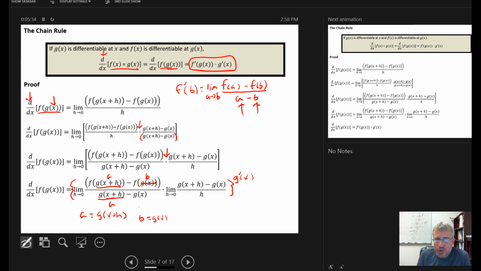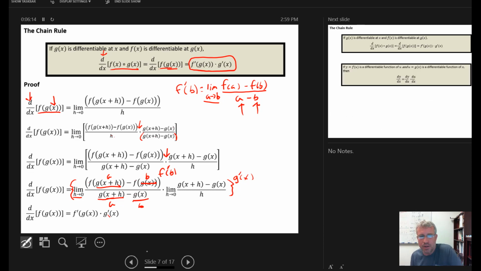Got to go careful. So what I want to think about is, what happens if you take the limit as h goes to 0? If you take the limit as h goes to 0, g of x plus h becomes g of x plus 0. G of x plus h just becomes g of x. So if b is equal to g of x and a is approaching g of x, then a is approaching b. We get the limit as a goes to b. So this is actually the derivative of f at b, but b is the function g of x.